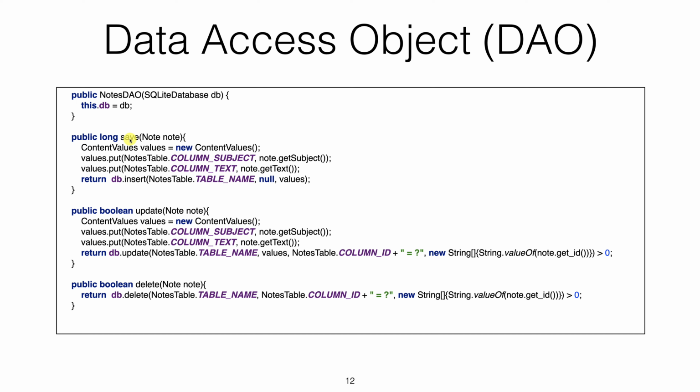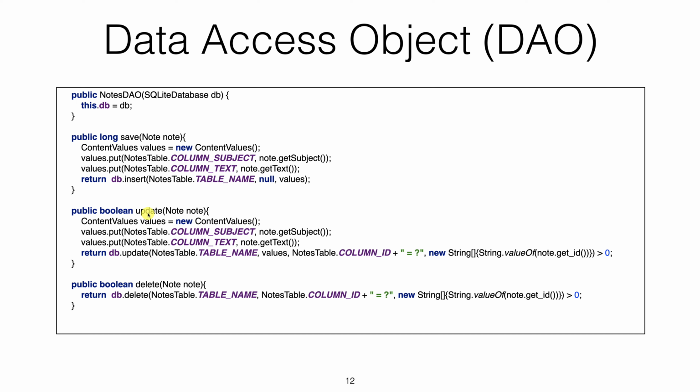For example, when you want to save a note, you pass in a note, and you use ContentValues, which is a key-value pair. You basically provide the column name and the value, and then you use db.insert. Then you tell it the table name, and then you pass it the values, right? And that's how you save.